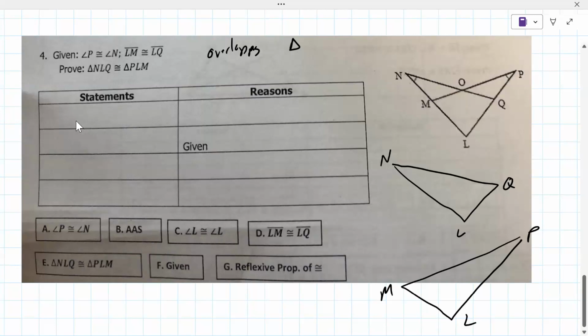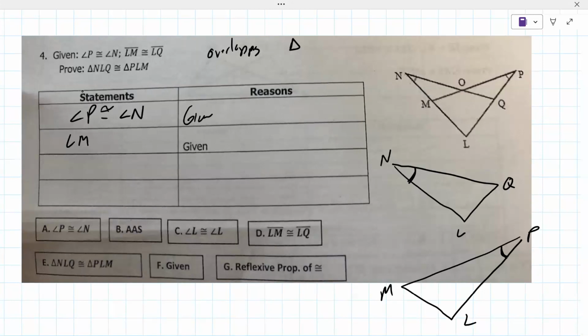What statement comes first? Angle P is the first given. Congruent to angle N. Yeah. Now, does your teacher accept if you just write A? Maybe. I was going to recommend not doing that. But what you do want to do is actually label the new drawings with that. What's the reason? Given. Yeah. All right.